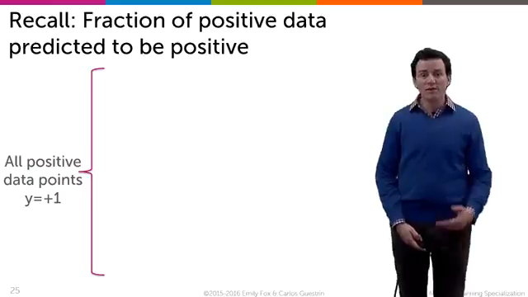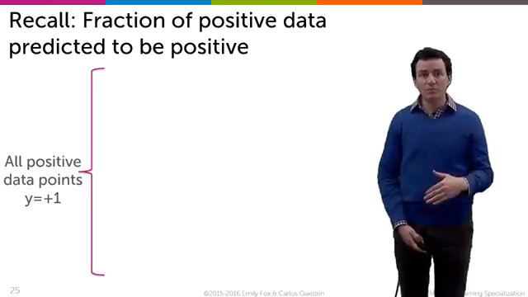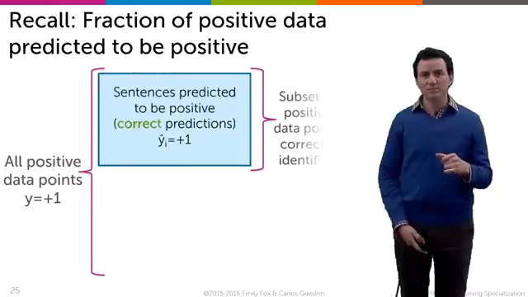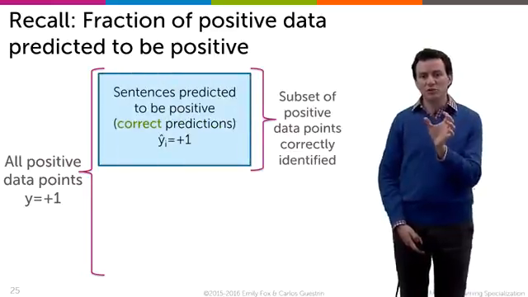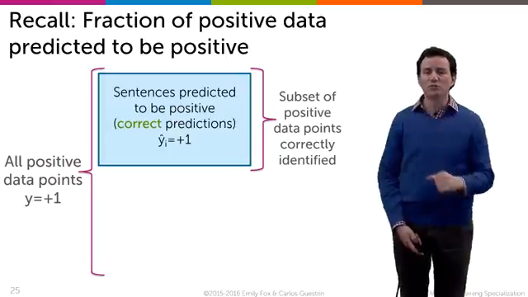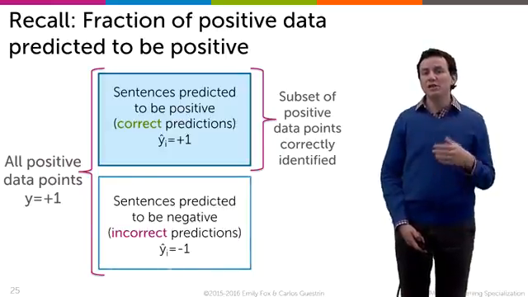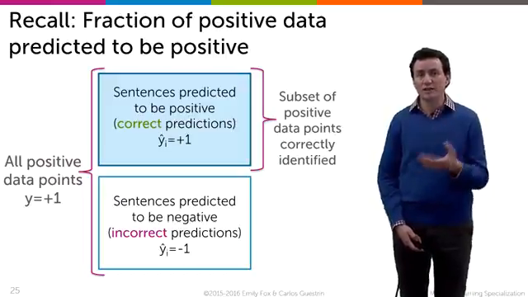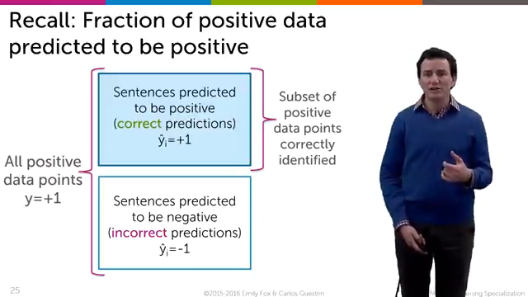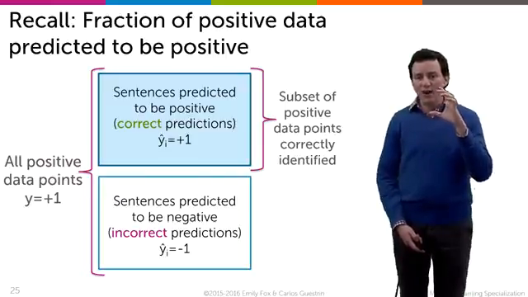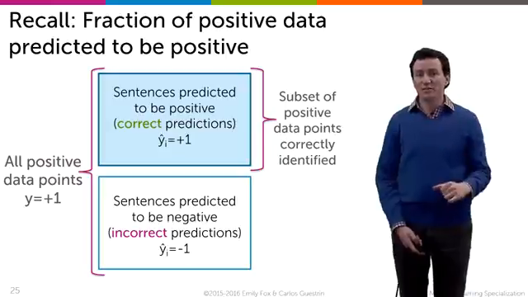More formally, out of all the truly positive data points, the ones where yi is +1, we have a subset of those that we do capture, where y hat is also +1, but there's a subset which we don't capture, where we think that y hat is -1, so y hat does not agree with y. And so that's the part that we miss. So the recall is the fraction of the ones that we actually get. We want everything to be in the blue box here.